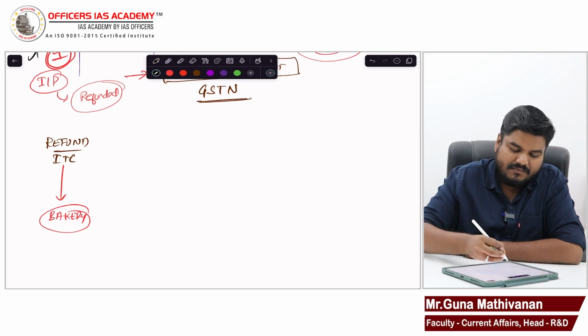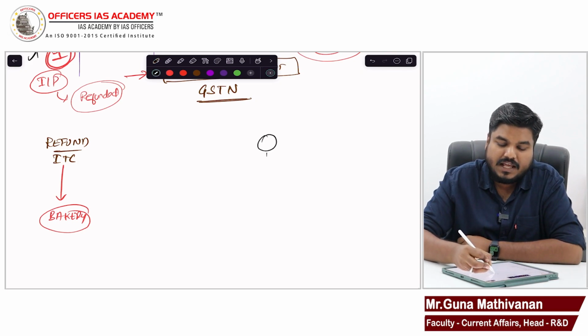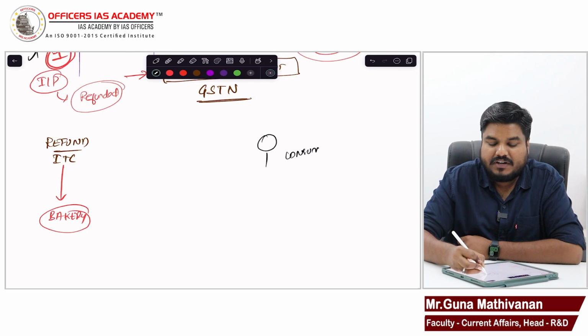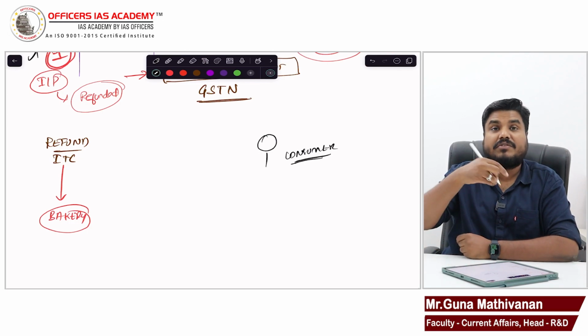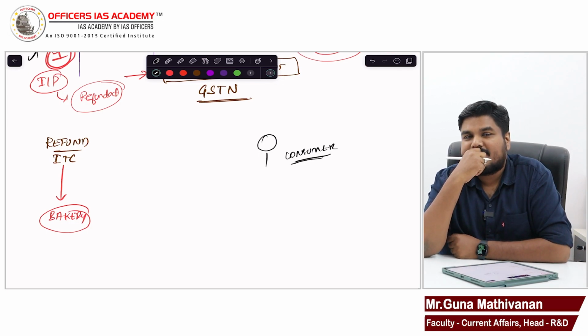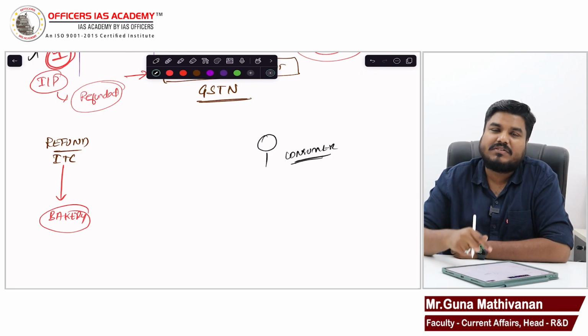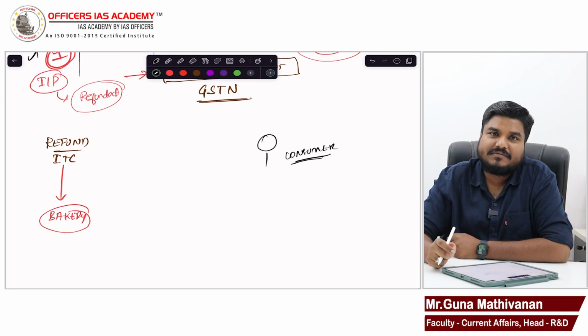But actually speaking, the refund should go to the consumer. The refund should go to the consumer, but the refund goes to the bakery. Right? That is not correct. The refund should go to the consumer because he is paying all the taxes at the end.